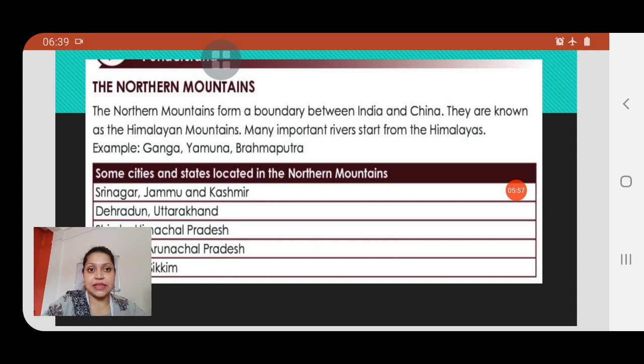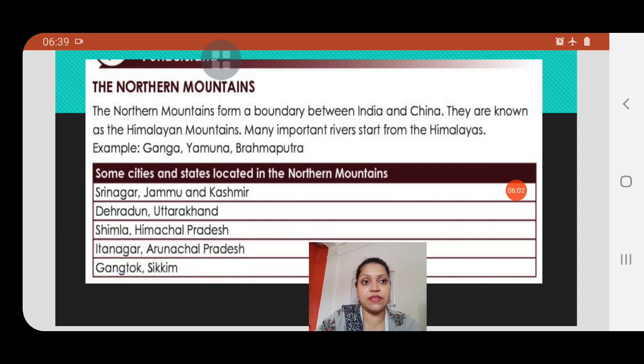Some cities and states located in the northern mountains are, children, here you can see: Srinagar, Jammu and Kashmir; Dehradun, Uttarakhand; Shimla, Himachal Pradesh; Itanagar, Arunachal Pradesh; and Gangtok, Sikkim. So these are the states with their capitals.